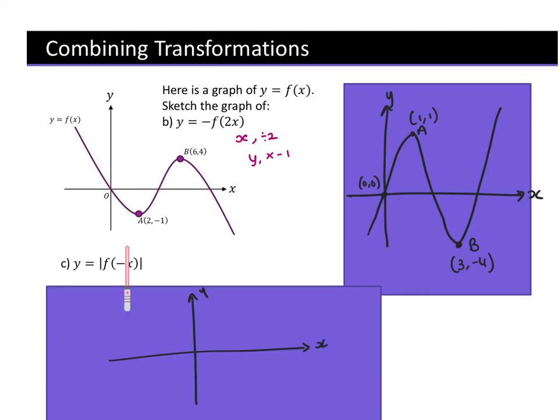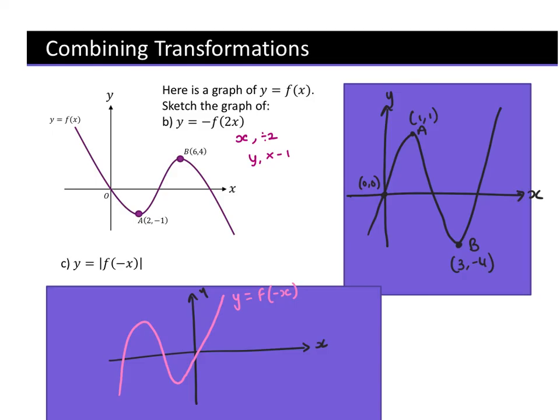Now, is it inside or outside the bracket? Inside, it affects x, and I'm going to divide all my x coordinates by negative 1, which is actually a reflection in the y axis. So this point is going to come over here. Now I've got my reflection. So it's going to look like this. Perfect. This is what y equals f of minus x looks like.